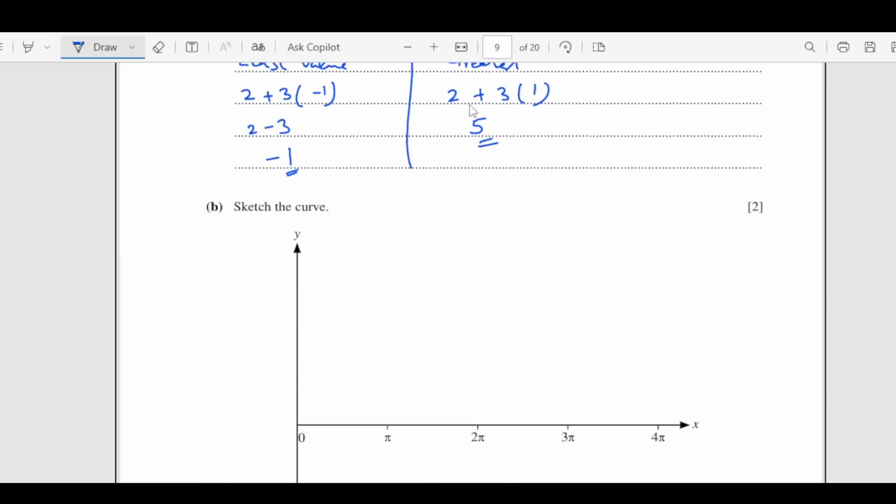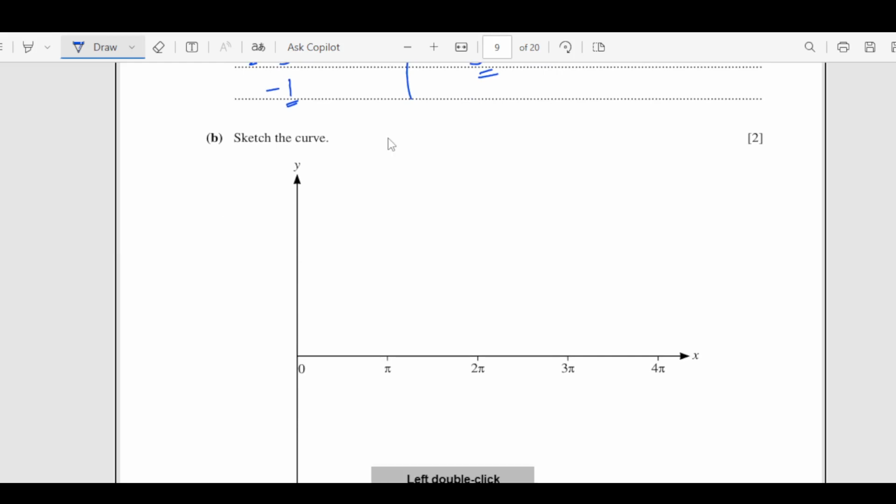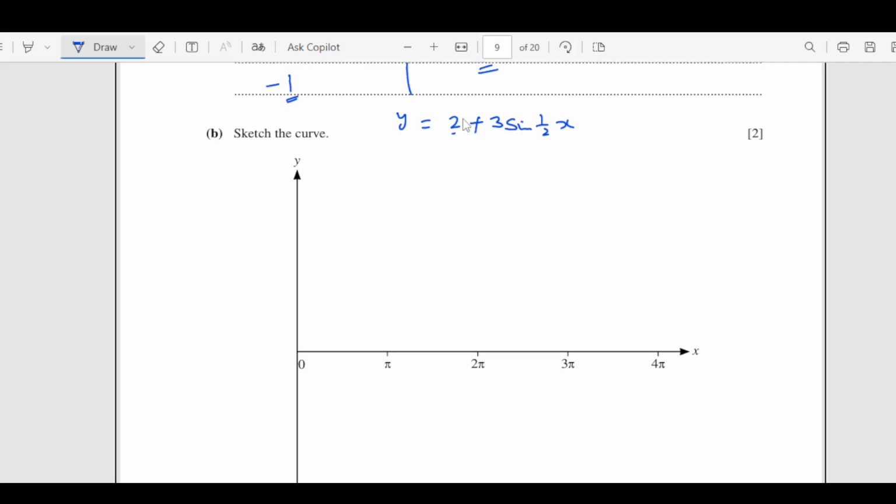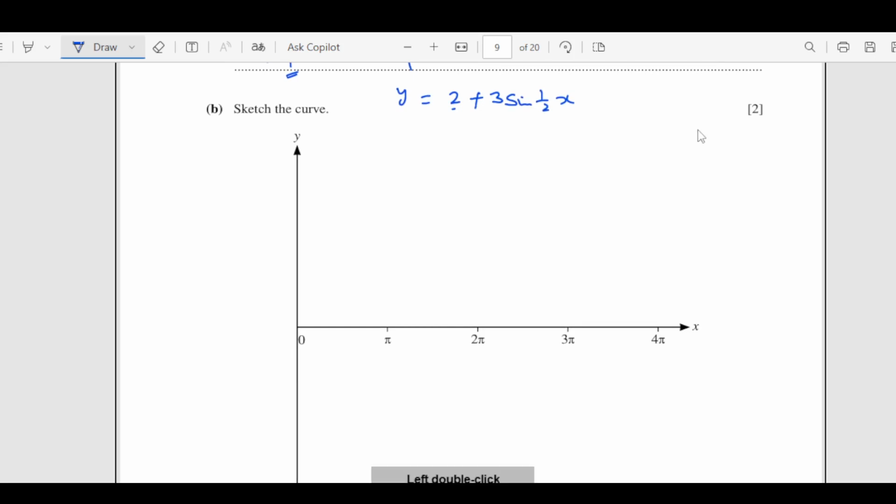Now if you see here, let me write down the equation. The graph is y equals 2 plus 3 sine of half x, right? Between 0 and 4 pi. So this is 2 plus something. If you notice, the graph of sine x is like this, so this is 0, pi, and this is 2 pi. So this is the graph of sine x. Now this is moved up 2 units, going upward.